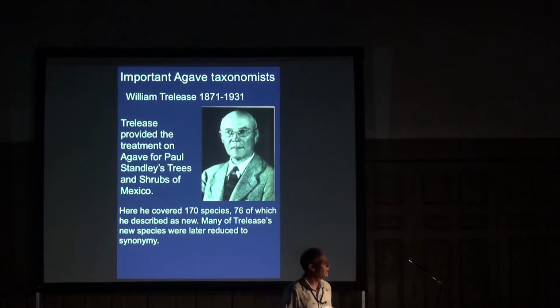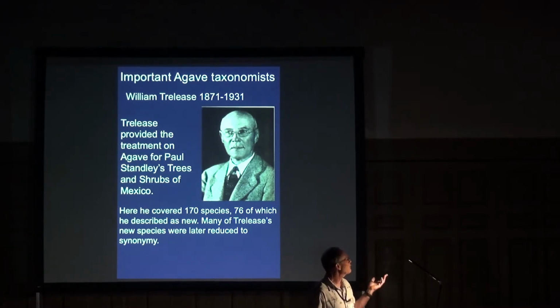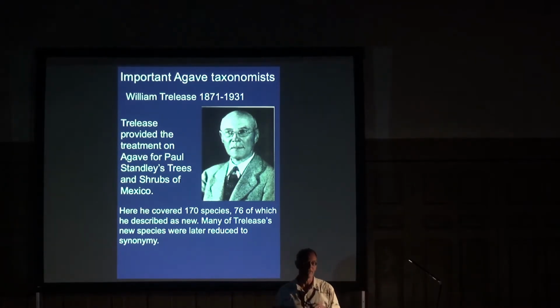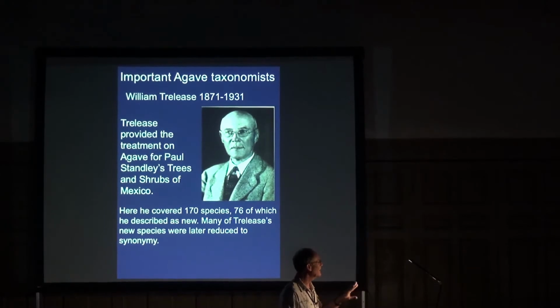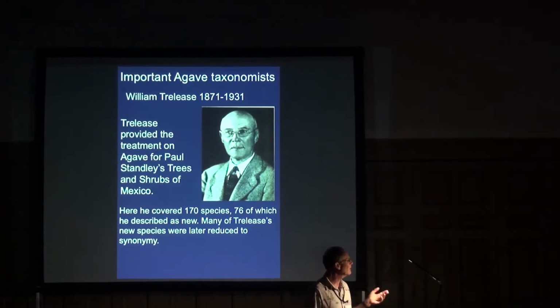Then William Trelease was pretty much a contemporary of Berger's, but because of World War I, those two really couldn't communicate, so they didn't know what each one was doing. But Trelease provided the treatment on agaves for Standley's Trees and Shrubs of Mexico. And that's kind of the basis for North American taxonomists to work off of and study the agaves from there. In that, he covered 170 species, 76 of which he described as new. So he was very prolific.